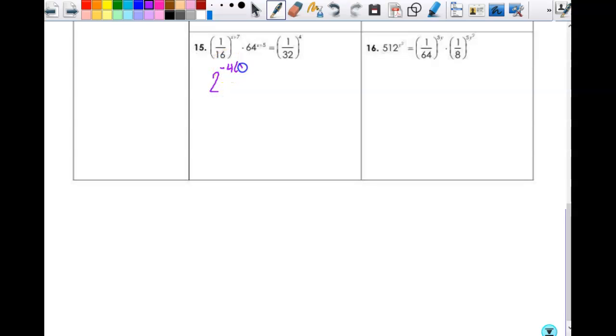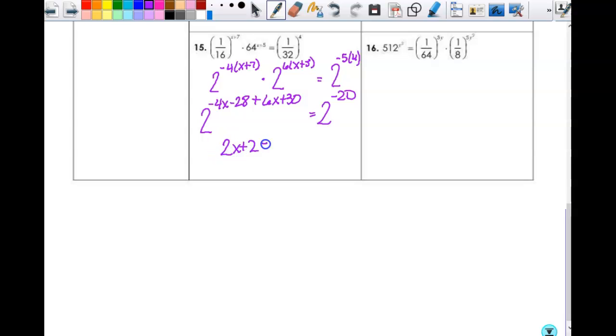4 power. 4 times x plus 7 times 2 to the 6th times x plus 5 equals 2 to the negative what? 5 times 4 power. So then that would give me 2 to the negative 4x minus 28 plus 6x plus 30 power equals 2 to the negative 20th power. So now I have a common base, even though the exponent on the left looks yucky. I can combine that as I take that out. So I get 2x plus 2 equals negative 20. 2x equals negative 22. X equals negative 11.